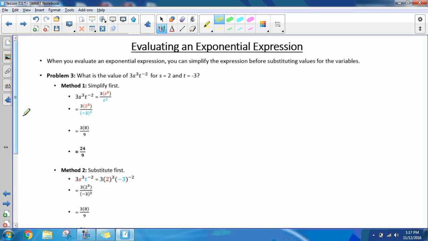When you evaluate an exponential expression, you can simplify the expression before substituting values for the variables. For example, what is the value of 3s cubed t to the negative second power for s equals 2 and t equals negative 3?